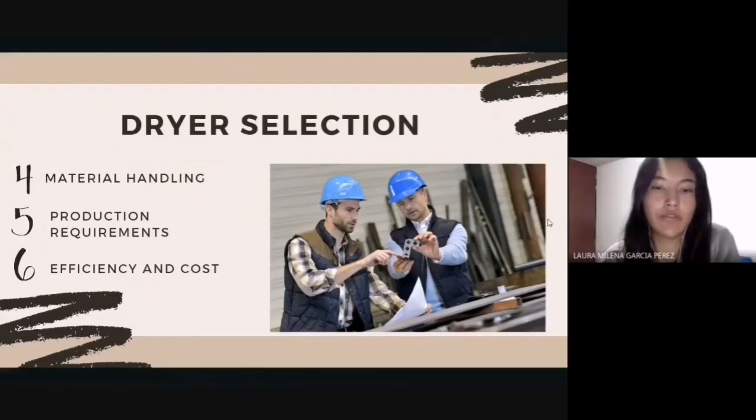The initial capital expense of the purchase plus the cost of operating over its useful life. Some options may be less expensive, but they work less efficiently and their cost can be higher than a more expensive but efficient dryer.